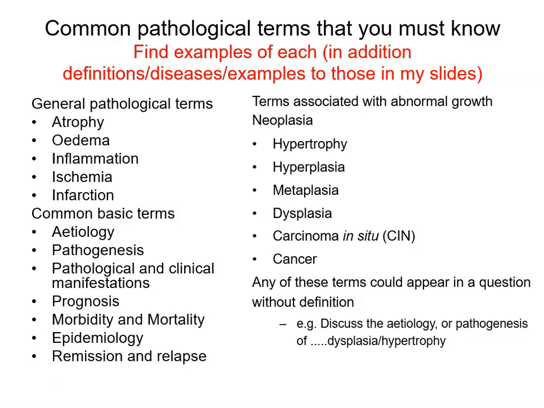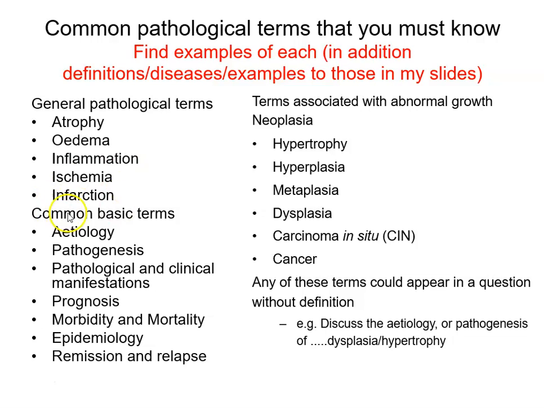So there's a whole bunch of other pathological terms. You hopefully have just researched what these are, because any of these terms could appear within an exam question without me defining what they are. So you will have covered atrophy, edema, inflammation, ischemia and infarction. That was all in pathological basis of disease, so again it's probably a good idea to become familiar with these basic terms that we've covered in previous modules.